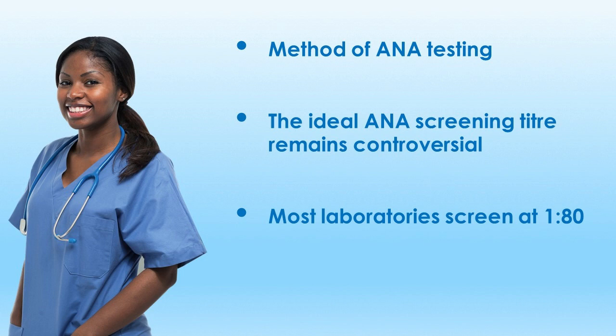The ideal ANA screening titer remains controversial. A large multi-center study in the 1990s revealed that a screening titer of 1 in 40 is the most sensitive to diagnose SLE and related conditions. This is offset, however, by the large number of healthy individuals with low titer ANA. In South Africa, most laboratories screen at 1 in 80, which is a compromise to assist in reducing false positive results. Ideally, a normal range needs to be established for our population.